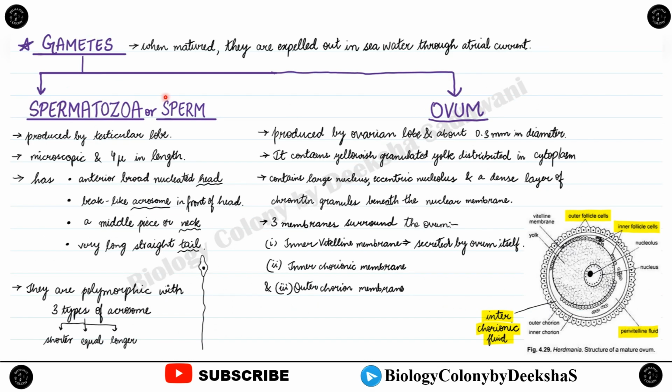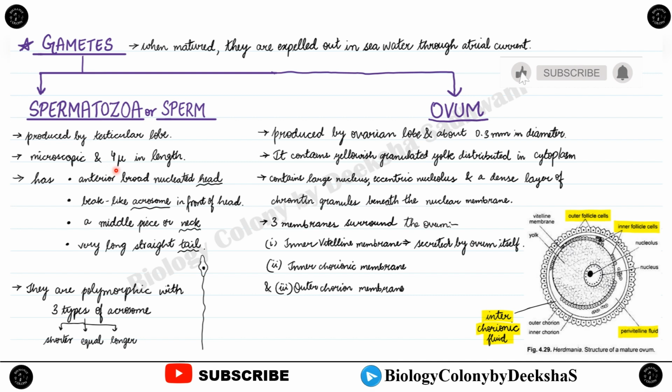Now let's talk about gametes. So when gametes are matured, they are expelled out in seawater through the atrial current, and here is where the external fertilization occurs, that is in seawater. So it is of two types, spermatozoa or sperm, and we have ovum. The sperm is produced by the testicular lobe.